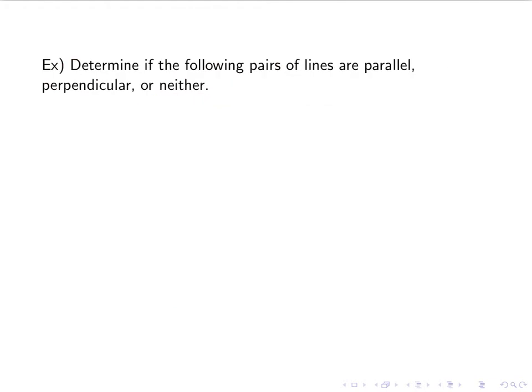So determine if the following pairs of lines are parallel, perpendicular, or neither. If they intersect at something other than a 90-degree angle, they're neither parallel nor perpendicular. So we're going to be given two equations. For the first one, y equals 4x minus 2, and the second one, y equals -4x minus 3. So what we want to do is we want to look at their slopes. And if their slopes are the same, then they're parallel. If the slopes are negative reciprocals of each other, then they're perpendicular. If neither are true, then they're neither parallel nor perpendicular.